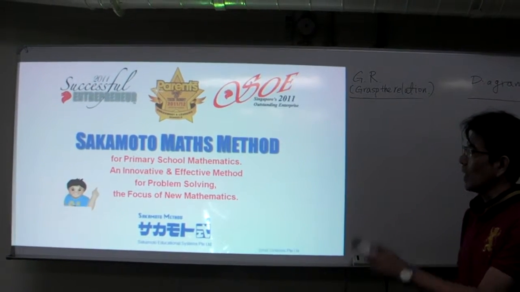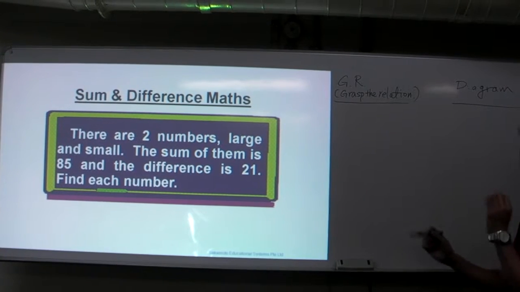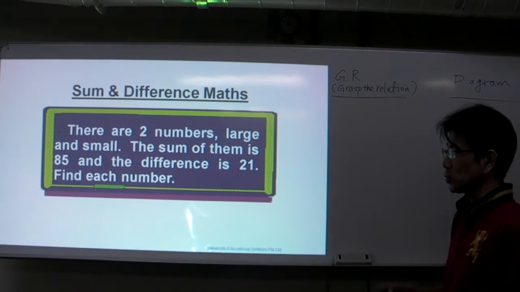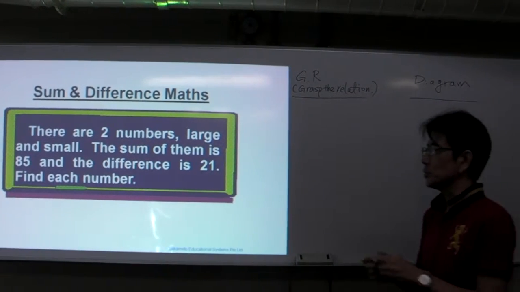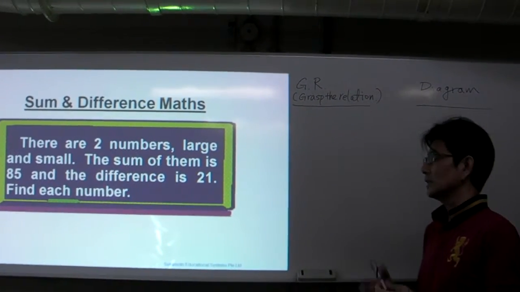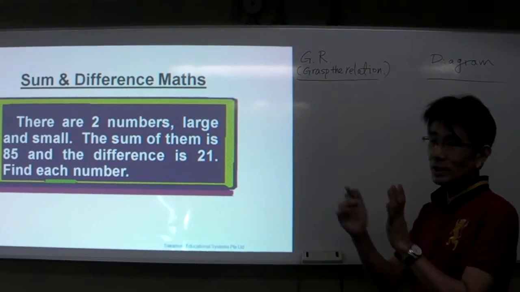Okay, this question 1, let's start from basic. There are two numbers. One is a big number, another one is a small number. If we add up two numbers, it gives you 85. But the difference is 21. Find each number. What are the two numbers?